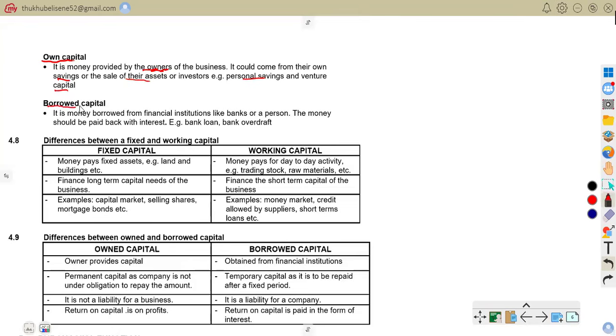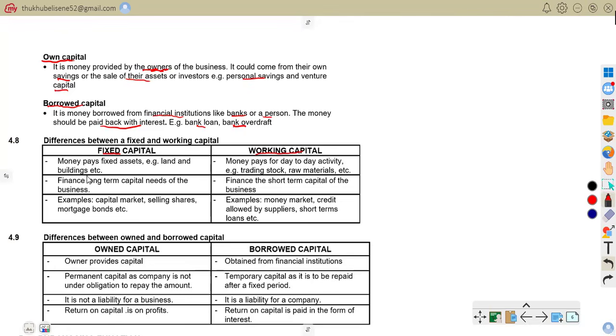Borrowed capital is the money borrowed from financial institutions like banks, or from a person. The money should be paid back with interest. Examples are a bank loan or bank overdraft. This is when you borrow from another person or from the bank, so the money needs to be repaid with interest.